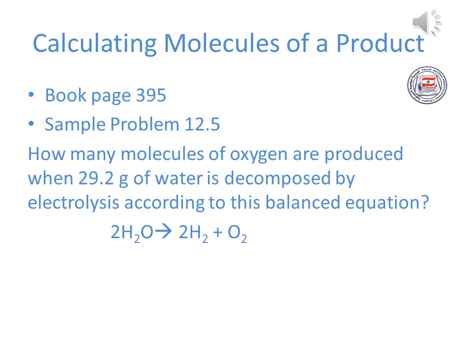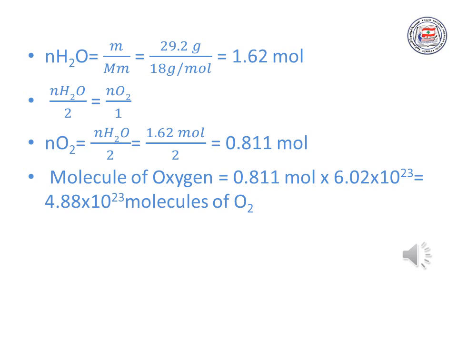The question is, how many molecules of oxygen are produced when 29.2 grams of water is decomposed by electrolysis according to this balanced equation? So the first step, start with the given quantity and convert from mass to moles. So the number of moles of water is equal to the mass divided by the molar mass equal 29.2 grams divided by 18 grams per mole, and the answer is 1.62 moles.